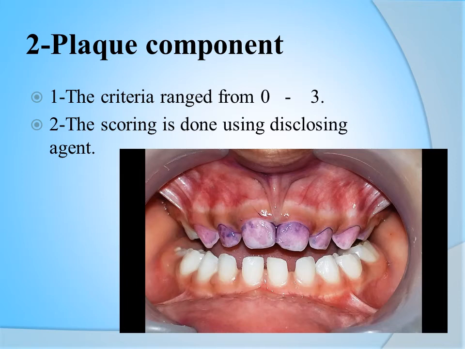plaque assessment. It's an agent put on the teeth, waiting for a few minutes. The plaque will change to a different color. In the picture below, it's purple. It's a very easy way to assess the plaque, especially for the students. A very important point in this index is that only fully erupted teeth are scored.